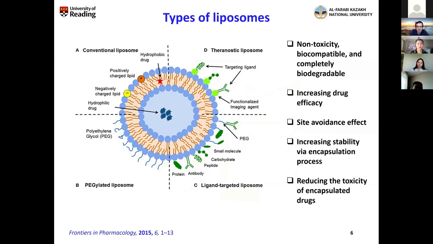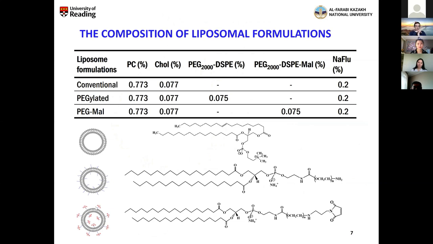Generally, liposomes are non-toxic, biocompatible, and completely biodegradable. They increase the drug efficacy and reduce the toxicity of the encapsulated drug. We might use non-water soluble drugs, encapsulated between the bilayer. And it has low side effects. Again, we used three types of liposomes: conventional, pegylated, and maleimide-functionalized pegylated liposomes.